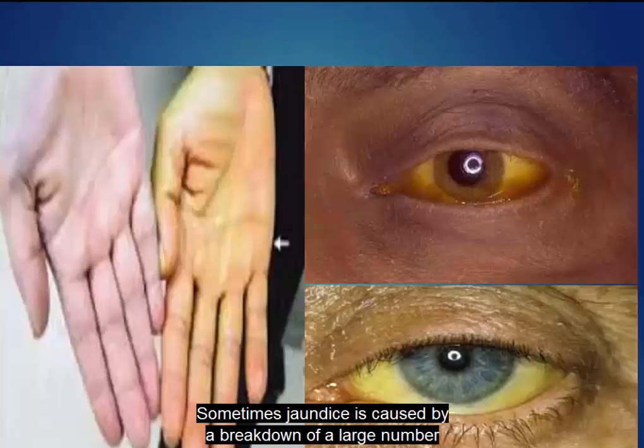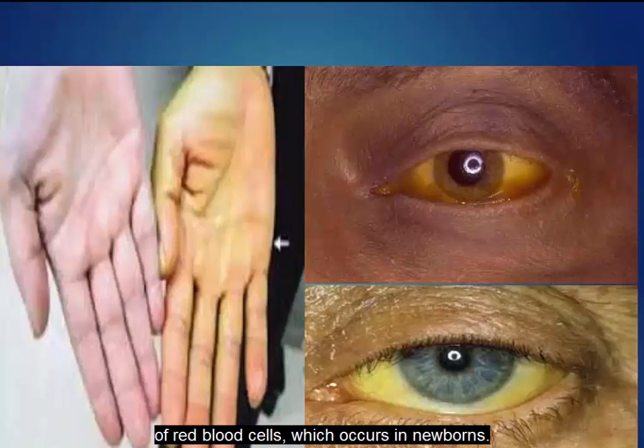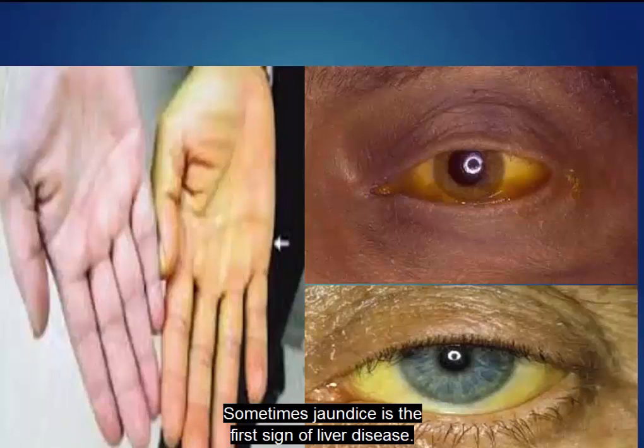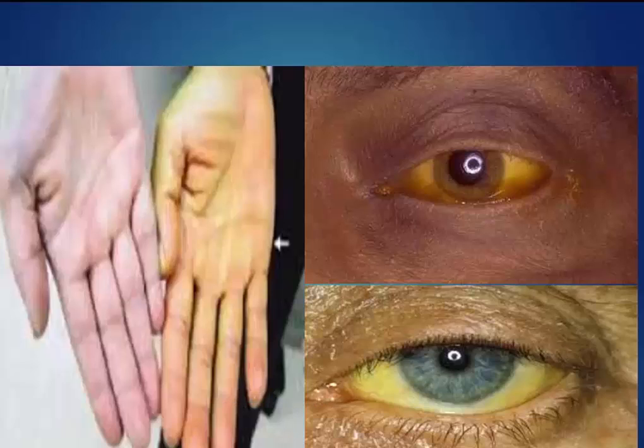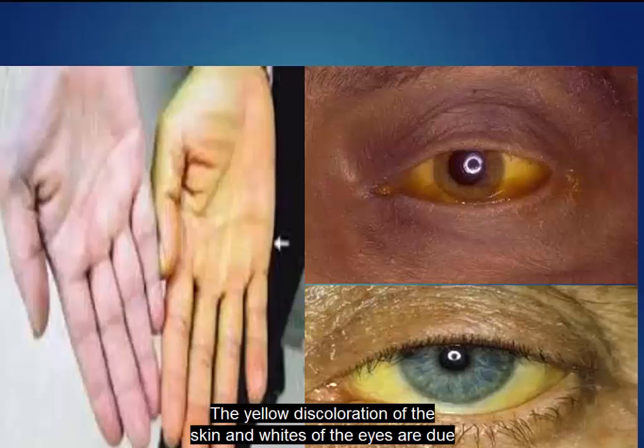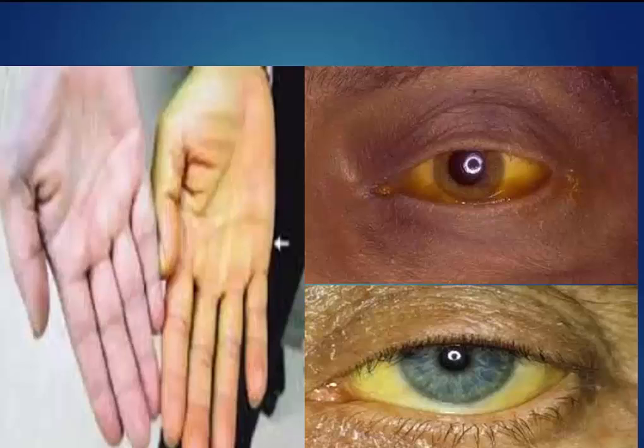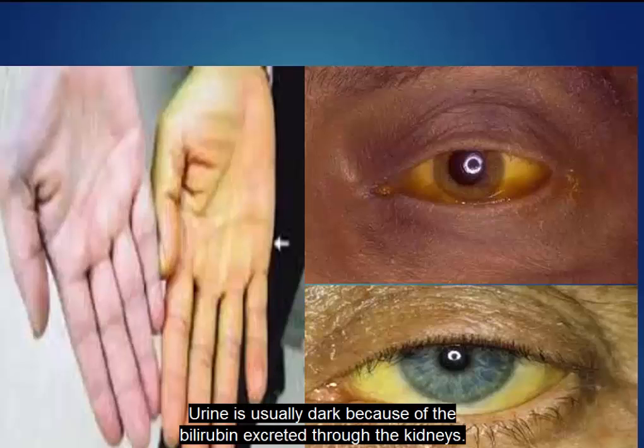Sometimes jaundice is caused by a breakdown of a large number of red blood cells, which occurs in newborns. Sometimes jaundice is the first sign of liver disease. The yellow discoloration of the skin and whites of the eyes is due to abnormally high levels of bilirubin in the bloodstream. Urine is usually dark because of the bilirubin excreted through the kidneys.